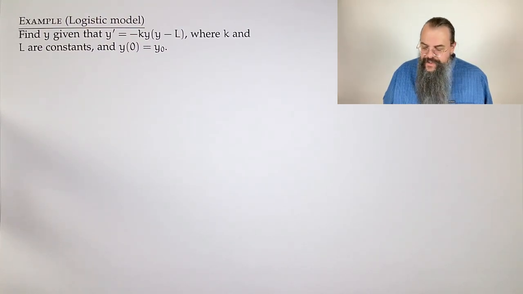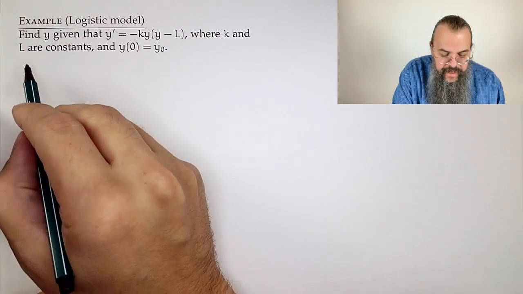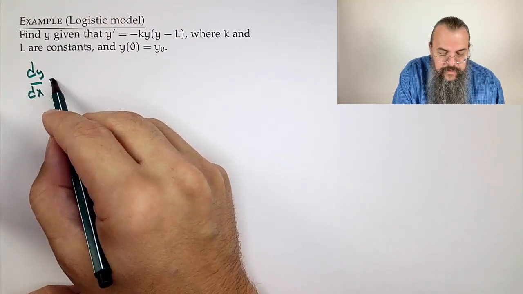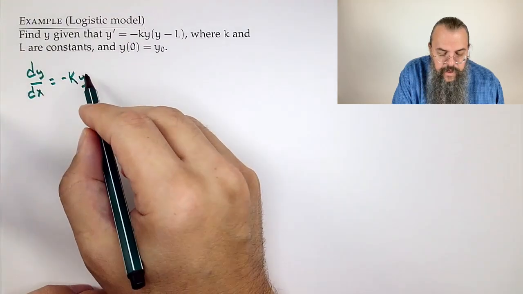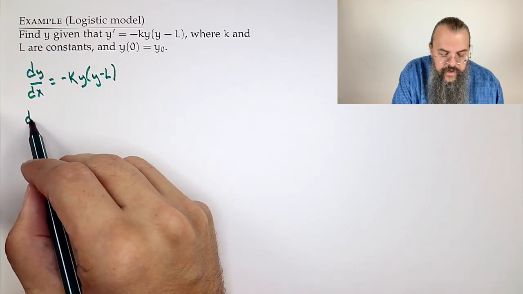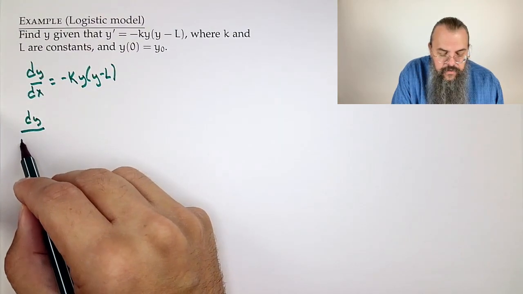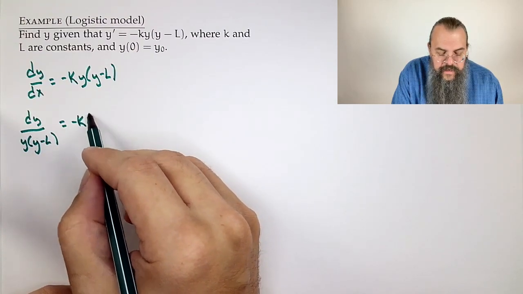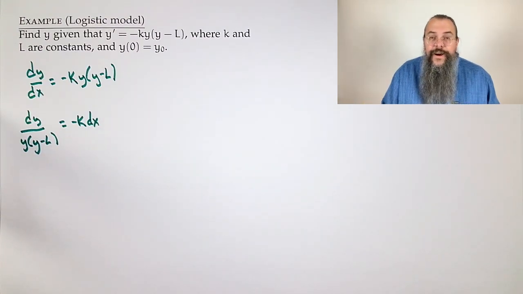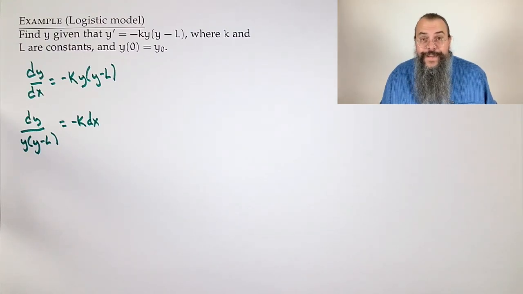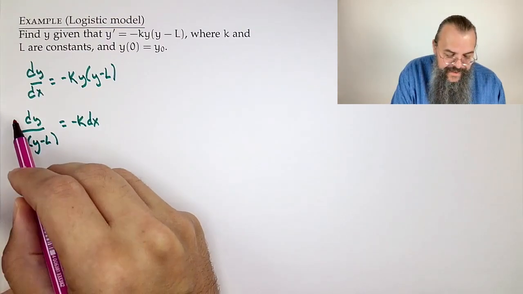All right, well, let's begin by separating. So we could say, hey, we have dy over dx is equal to minus k times y minus l. And, all right, it's not hard to separate. Dy over y times y minus l is equal to minus k times dx. All right, separation complete. Next up, integration.